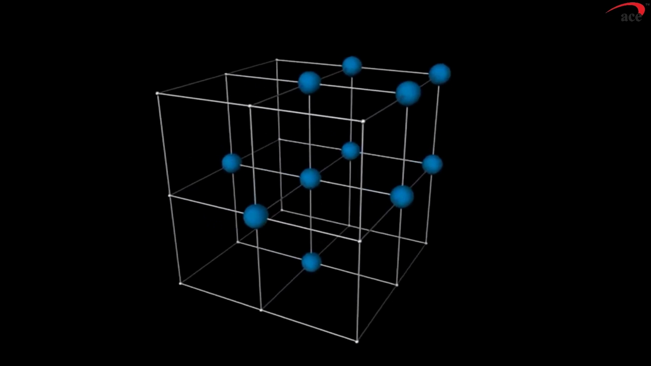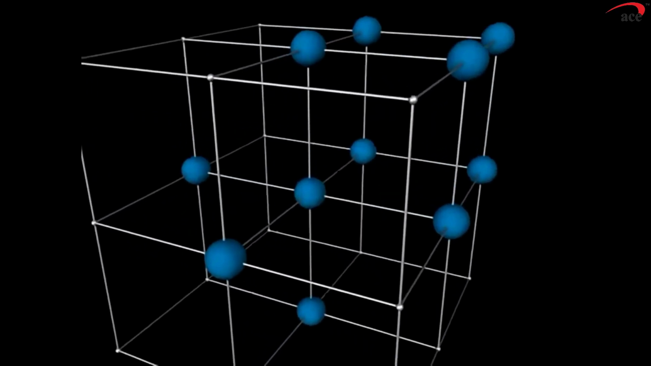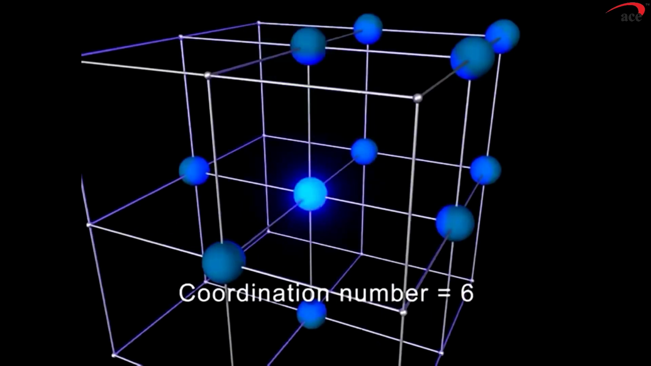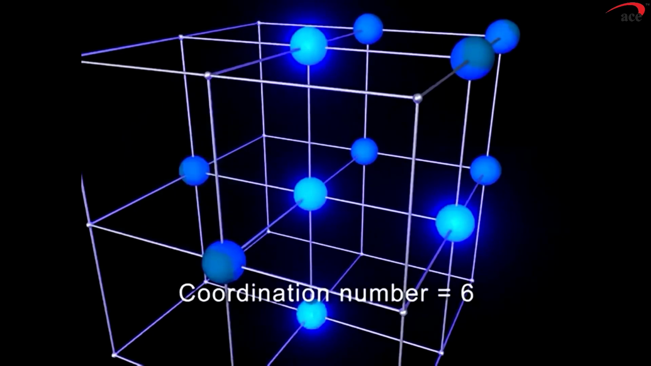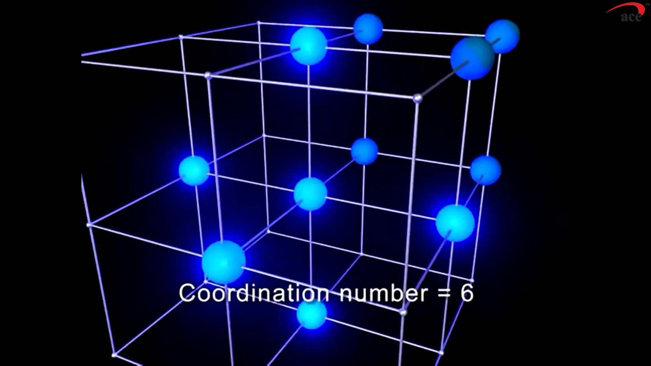Now, if you see AAA packing, which makes up SCC, then any sphere is surrounded by only 6 spheres. One on the top, one at the bottom, one left, right, north and south. That means 2 spheres are diagonally opposite to each other in all directions. So, coordination number is 6 for SCC.